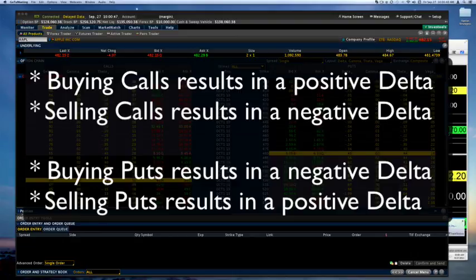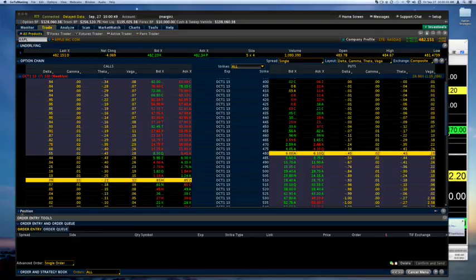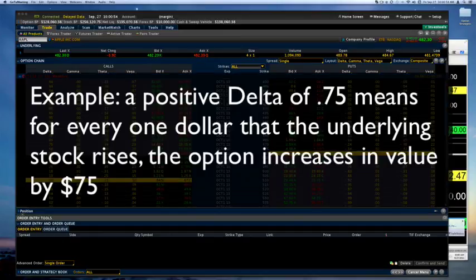And like I said before, a positive delta of, say, 0.75 means that for every $1 that the underlying stock rises, the option also rises $75. That's because each contract represents 100 shares. That's why I moved the decimal place over 2. It may be 0.75, but that represents 100 shares, so you multiply it by 100.